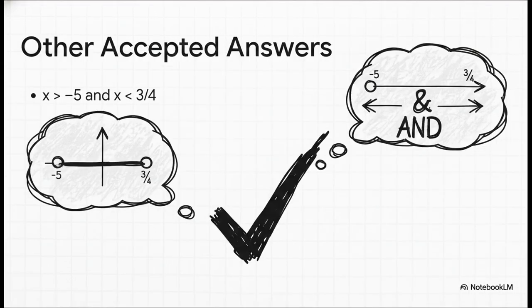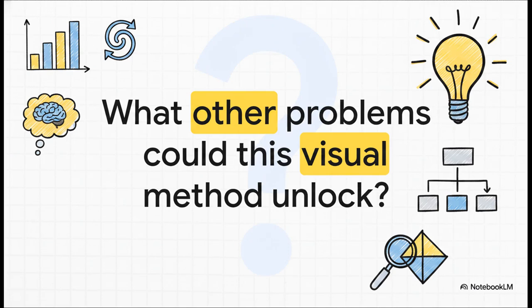But hey, it's also good to know that the mark scheme is a little flexible here. You could also write it as two separate inequalities. x is greater than -5 and x is less than 3/4, or you could even use that little intersection symbol. Any of those will get you the final mark. So you've got options. So what's the big takeaway here?